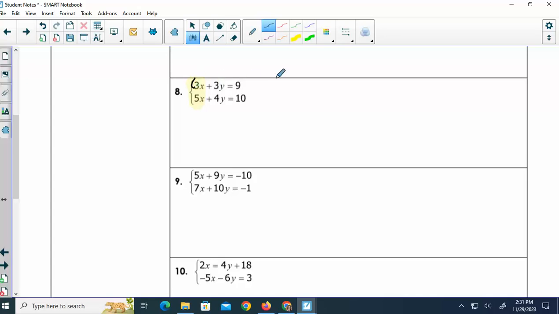So we have a 3 and a 5. What can we turn those into? 15. So the first one we would have to multiply by 5, and that would give me 15x plus 15y plus 45. The second one, I need to get my x to be a negative 15. 5 times negative 3 is negative 15x. 4 times negative 3 is negative 12y equals negative 30.